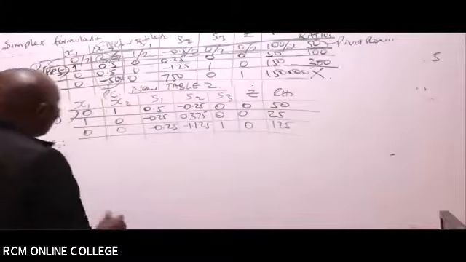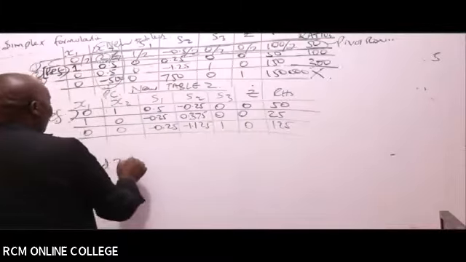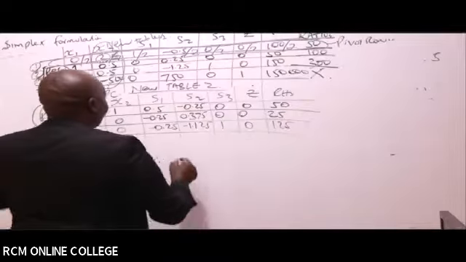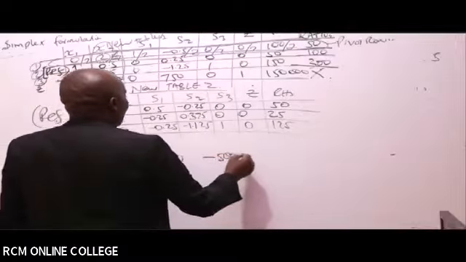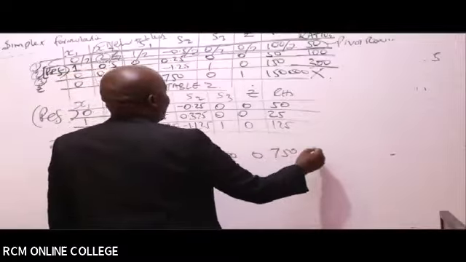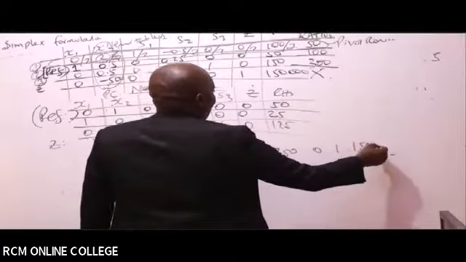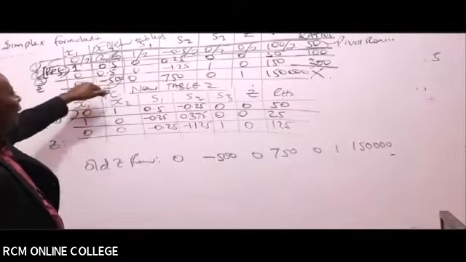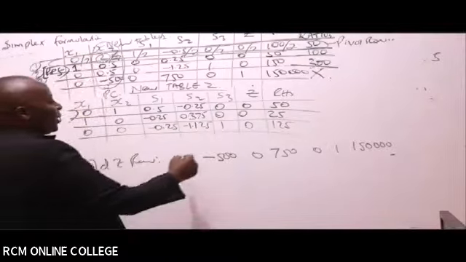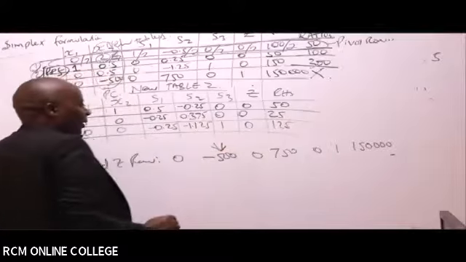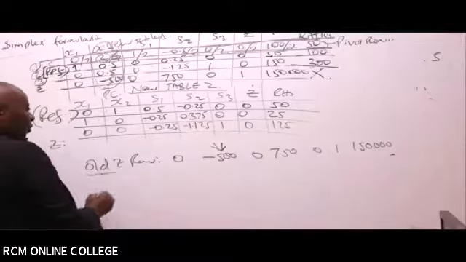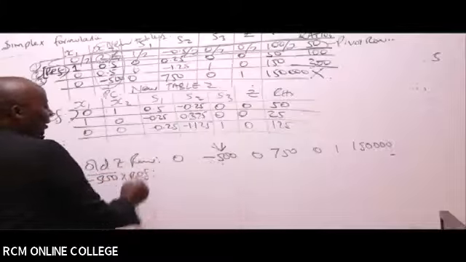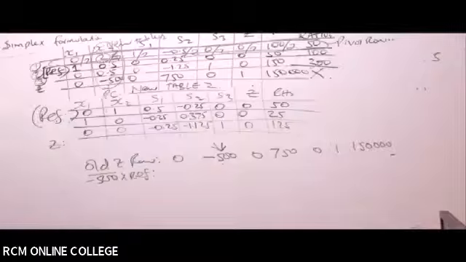So come and give me the old Z row. What do we have here? Old Z row here: 0, minus 500, 0, 750, 0, 1, 150,000. Great. Out of these numbers, I can see the one that is circled, the one under the pivot. This is the one that I would want to kill tonight. So I say minus this number, which is minus 500 times the reference.